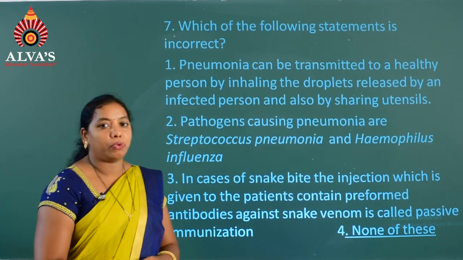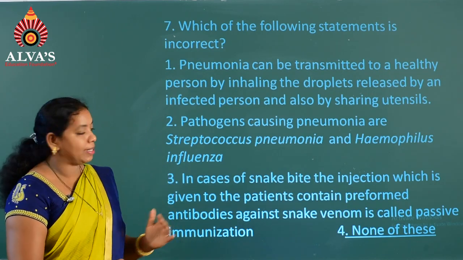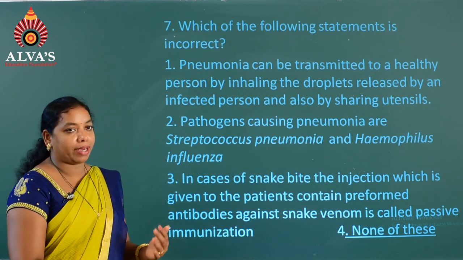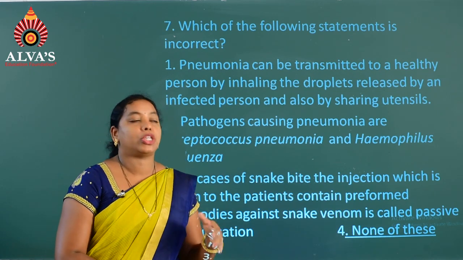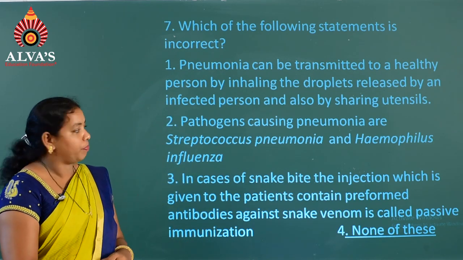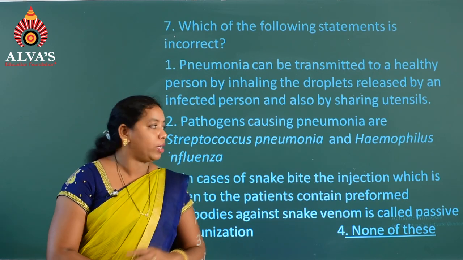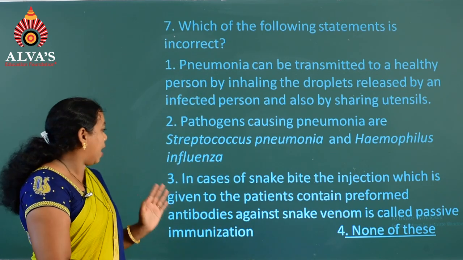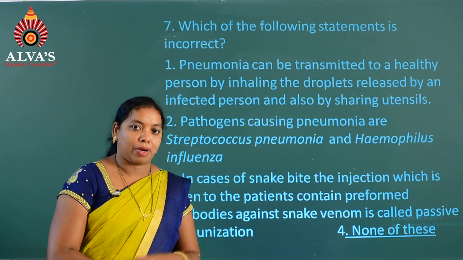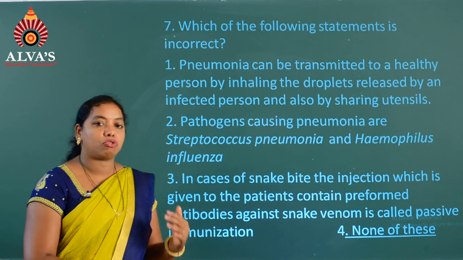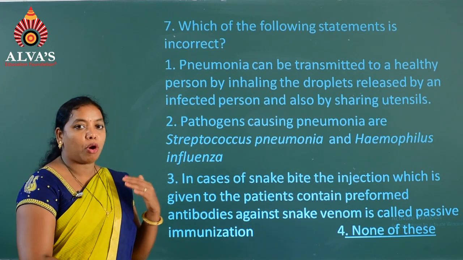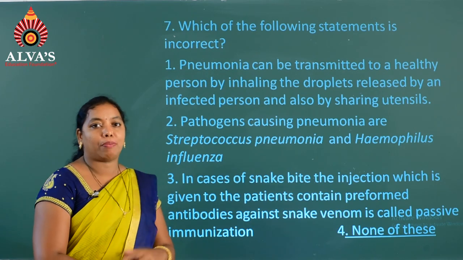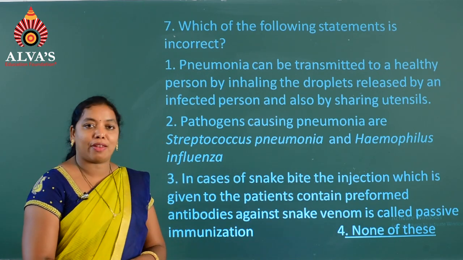The first one, pneumonia can be transmitted to a healthy person by inhaling the droplets released by an infected person and also by sharing utensils. The second option, pathogens causing pneumonia are Streptococcus pneumoniae and Haemophilus influenzae. And the third option, in case of snake bite, the injections given to the patient contain preformed antibodies against snake venom, which belongs to passive immunization, and the fourth one is none of these.